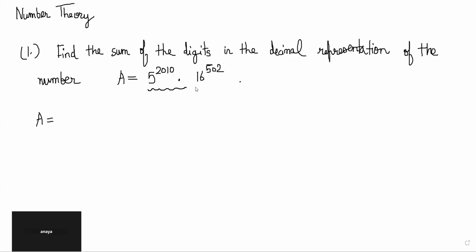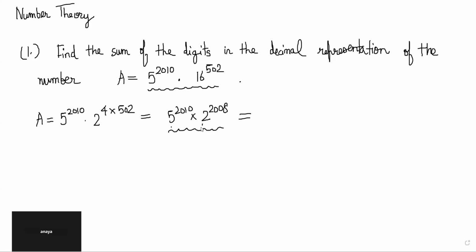This number right now is not in its prime factorization. You should convert it to 2 power something. So it'd be 5 to the power 2010 times 2 to the power of 2008. Right. So what happens when you get one 5 and one 2 together? It becomes 10, right?